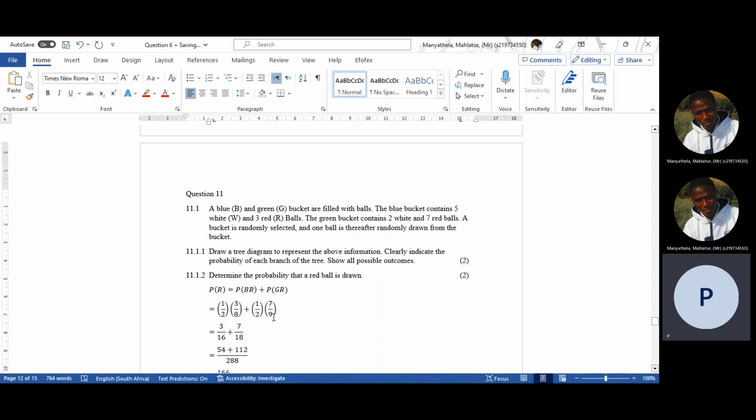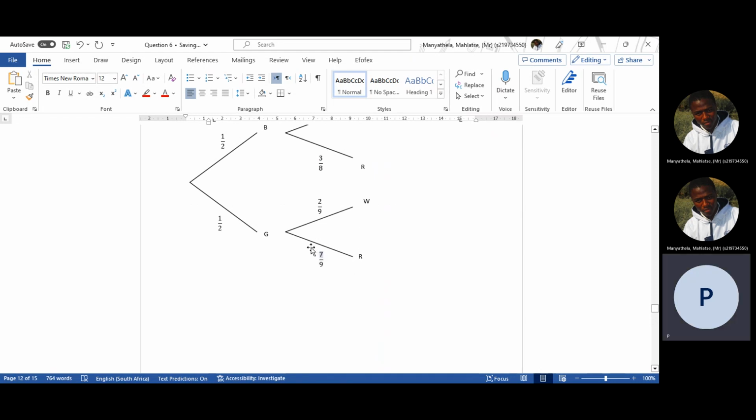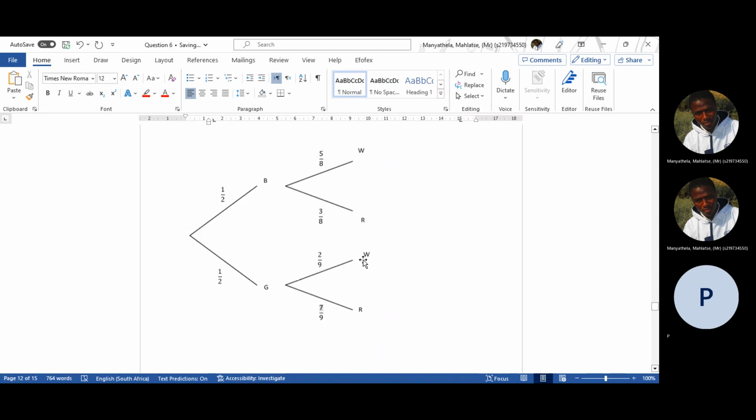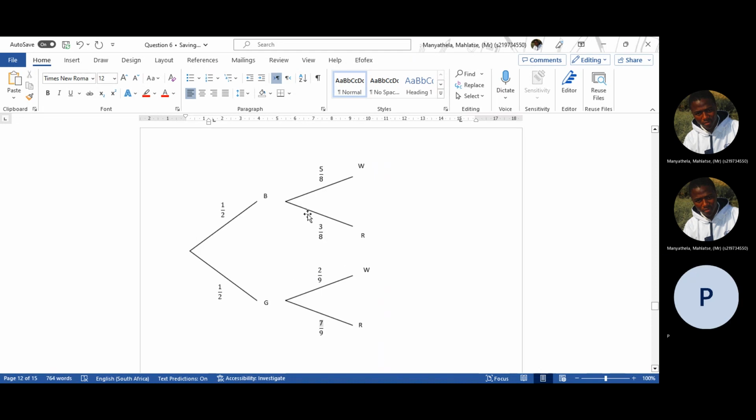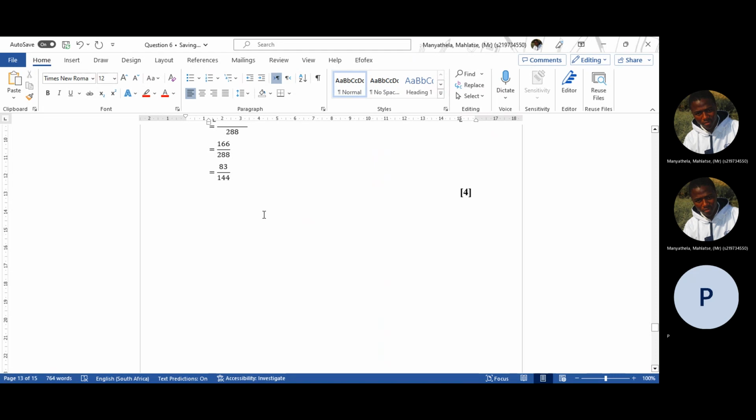We use 3 over 8 and 7 over 9 because for a red ball, it's 7 over 9 from the tree diagram, and in the other one, it's 3 over 8. And this side, the probability is always 1 over 2. So the probability that a red ball will be drawn is 83 over 144.